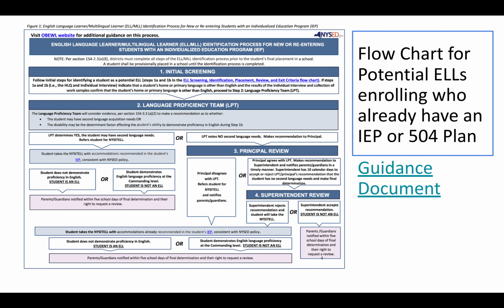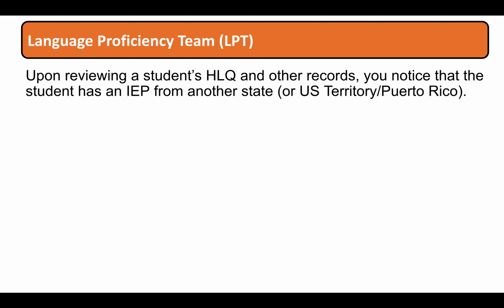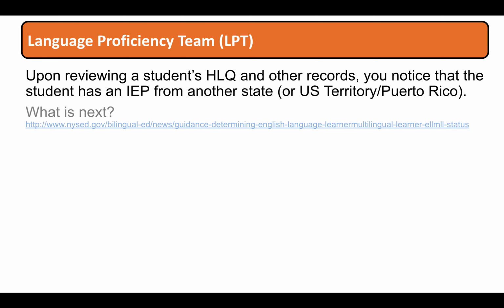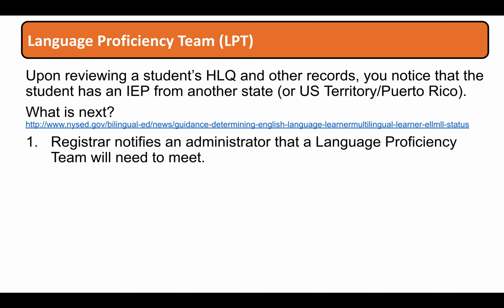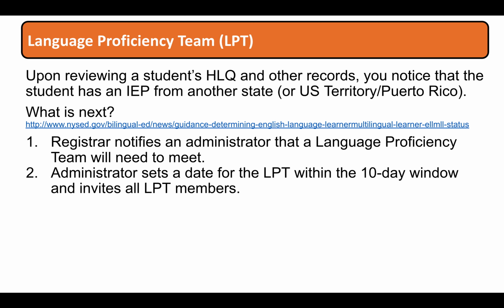This is a flowchart for potential ELLs enrolling who already have an IEP or a 504 plan from one of the U.S. states or a U.S. territory. The guidance document is very clear about what must happen here. So again, if in the review of the HLQ, you notice that the student has an IEP from another state who is potentially an ELL, the registrar notifies an administrator that a language proficiency team will need to meet. Within the 10-day time window, the LPT must take place and all LPT members must be present.